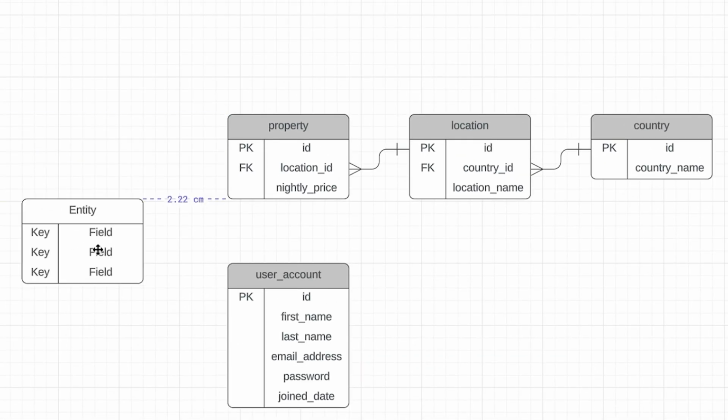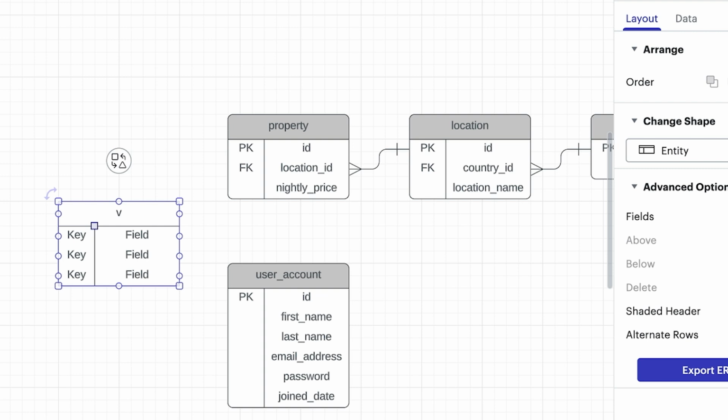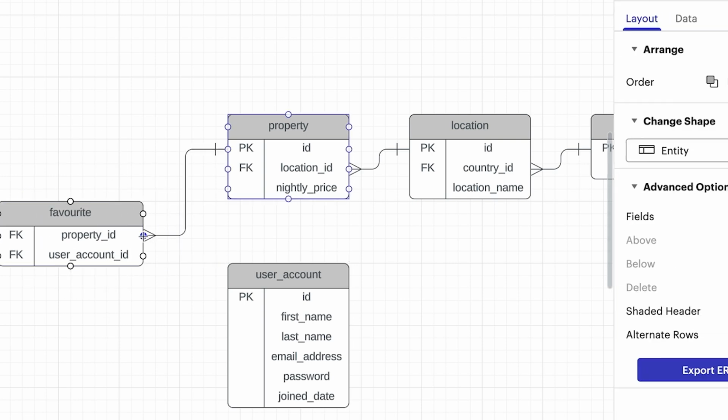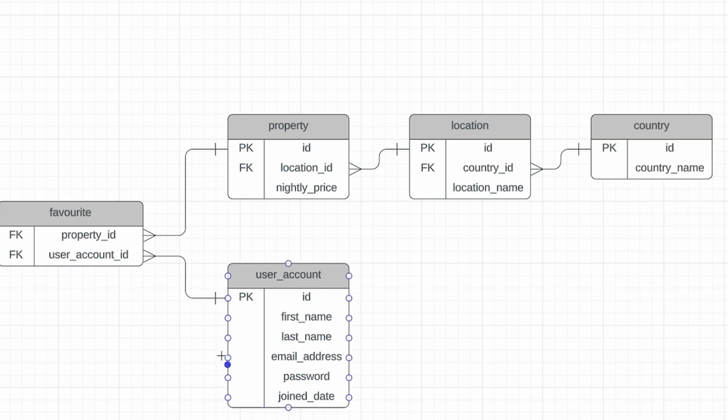Now back to the favourites. We want to record that a user has marked a property as a favourite by clicking that heart icon. A user can do that to many properties, and a property could be favorited by many users. So we have a many-to-many relationship. We capture this as a joining table between property and user account. We can now store the favorite properties for each user.